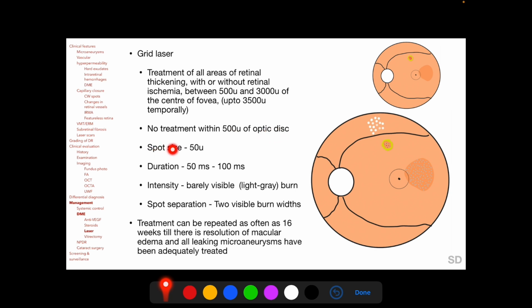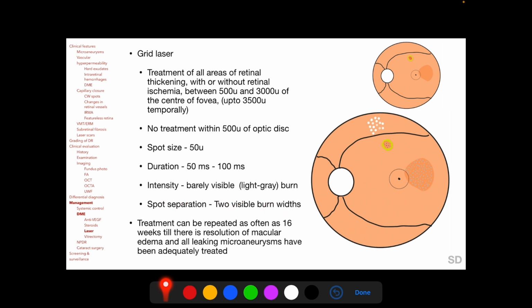The spot size for grid laser is 50 microns and this was 200 micron in the original ETDRS protocol. The duration of burns is between 50 milliseconds and 100 milliseconds, and the optimal intensity of laser energy is one that achieves only a barely visible light gray burn. The recommended spot separation between two adjacent laser burns is 2 visible burn widths.